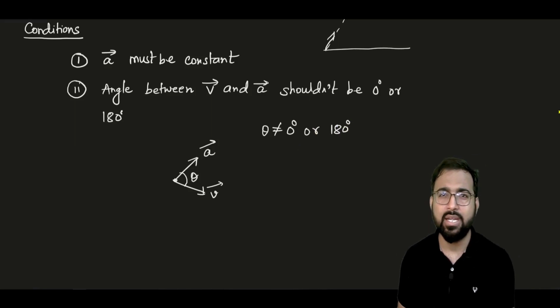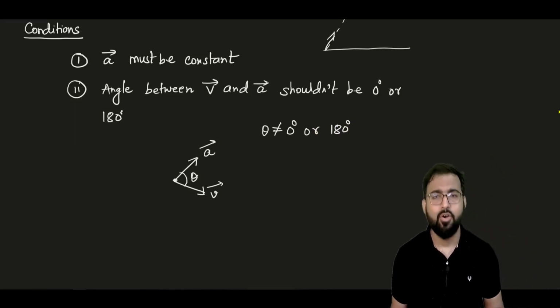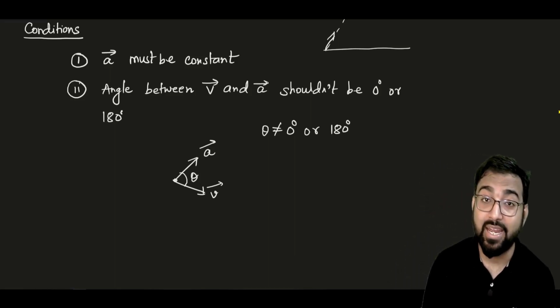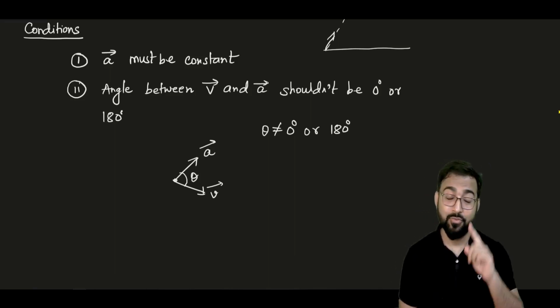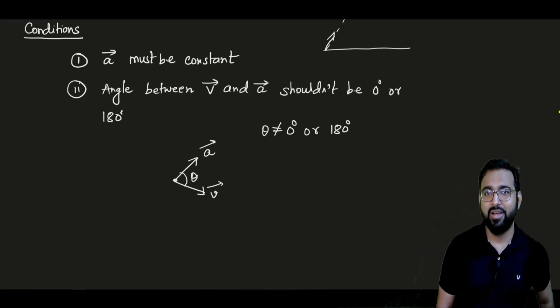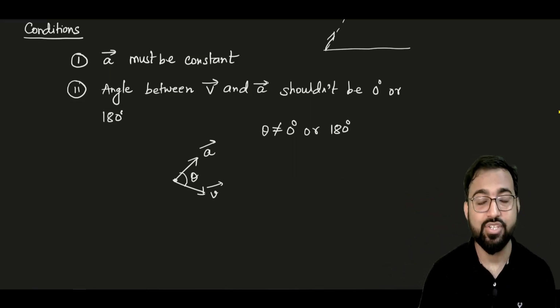Can you tell me what condition that would be, if the velocity and acceleration are parallel or anti-parallel? That is the condition for rectilinear motion, motion in a straight line, which we have learned already in the previous chapters. All right. So I hope that these two conditions are quite clear to you.